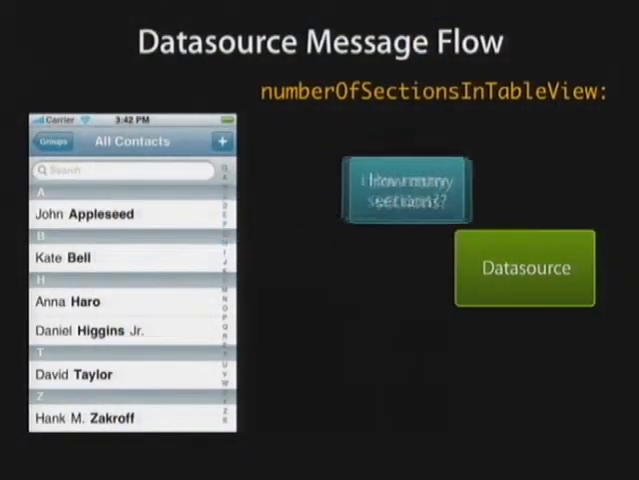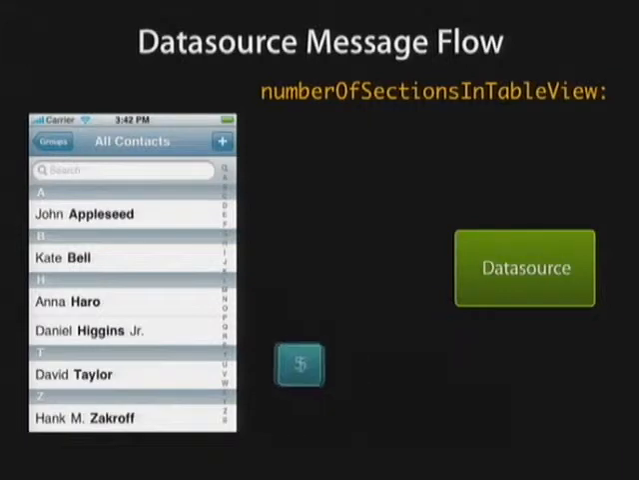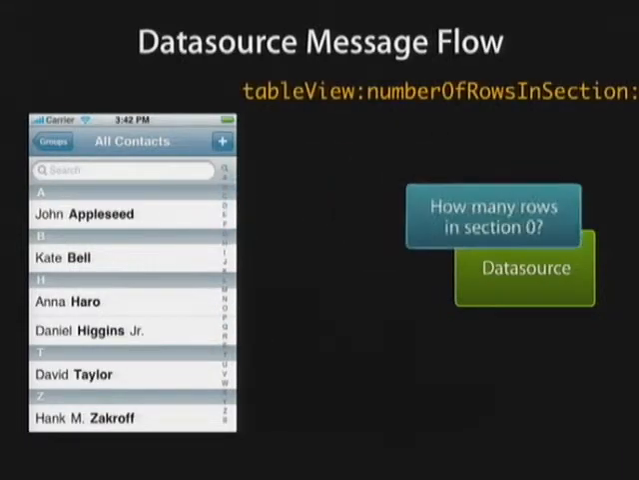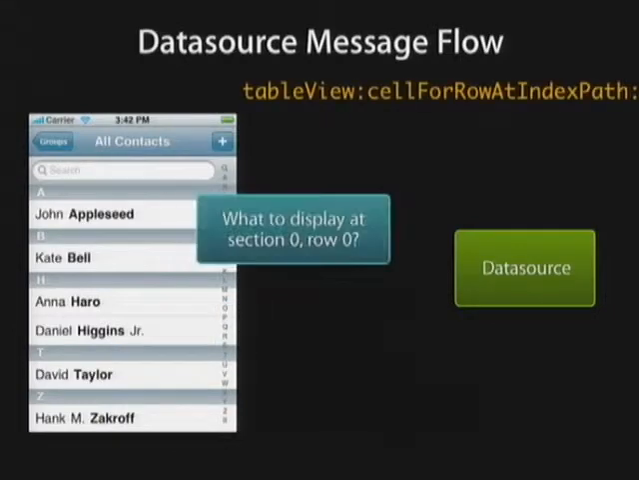So visually, what does this look like? Table view will ask the data source how many sections. The data source in this case is going to return 5. And the table view for each section is going to ask how many rows. So here we're asking section 0. The data source is going to say 1. This will be repeated for all of the sections.